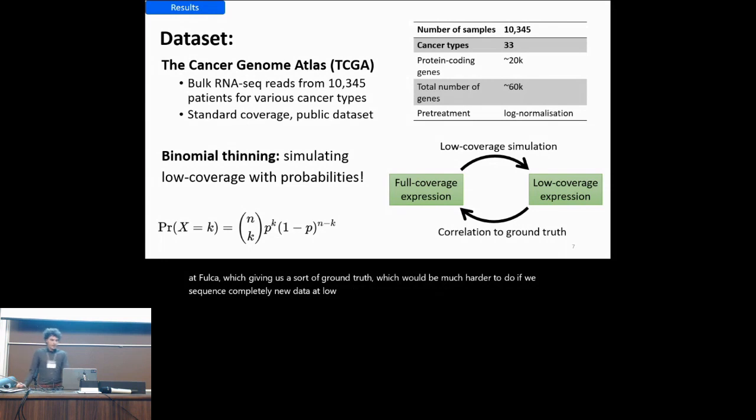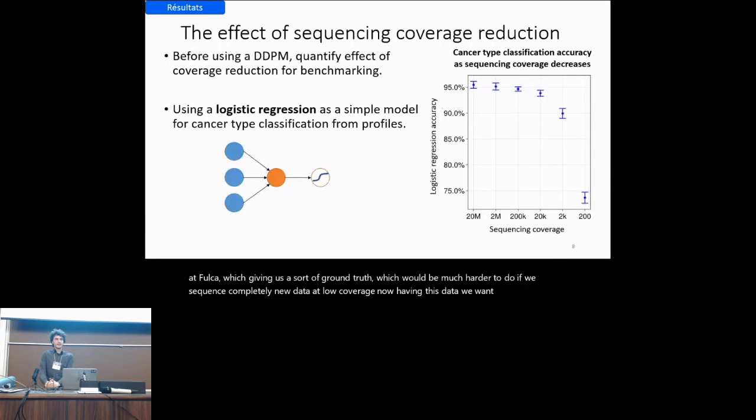Now, having this data, we wanted to quantify the effects of low coverage on information that we can gather from the data set. So here we just decided to go with the ability to predict the cancer type from the transcriptomic profile. And for this, we used a logistic regression because it's a simple, easily tunable model. So we see on the right here that we went from coverage levels from 20 million reads per sample to 200. And naturally, the classification accuracy goes down.